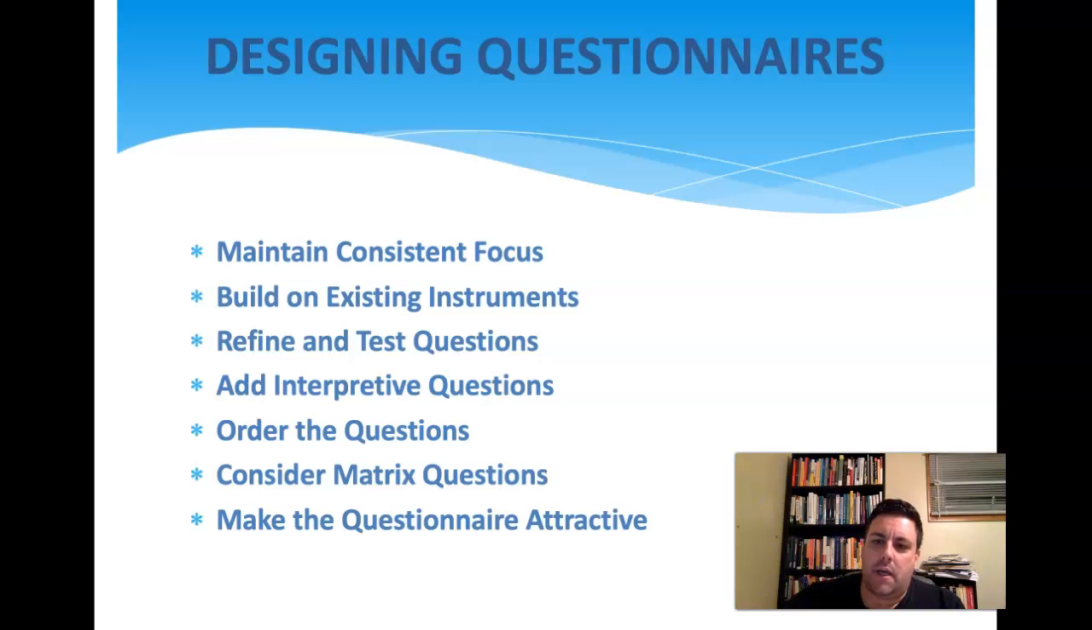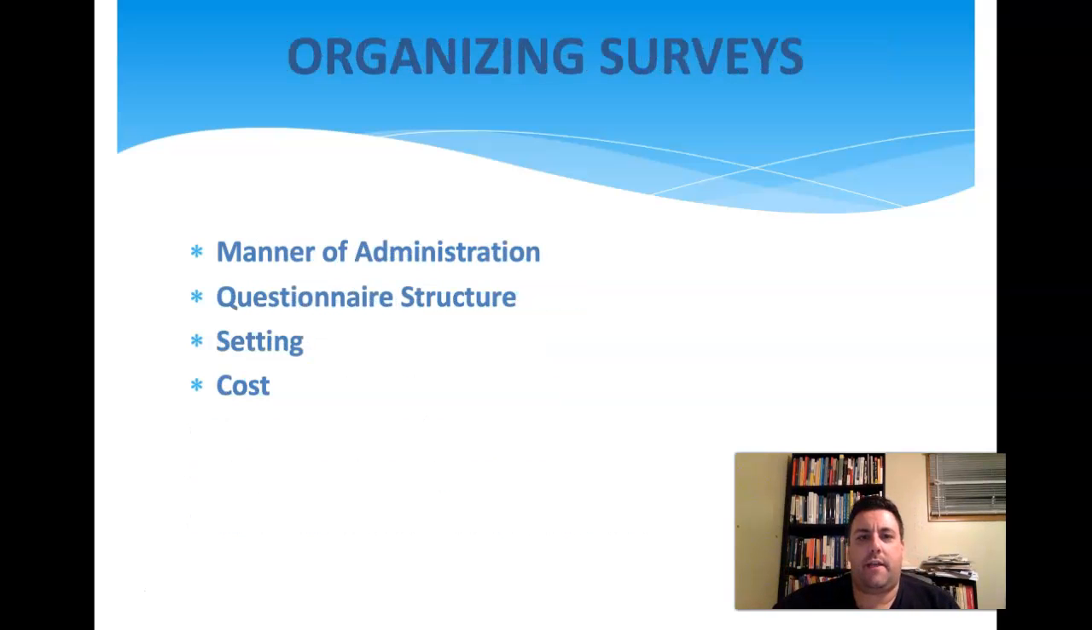If you do a matrix, you have the same answer choices for a bunch of different questions, so people can go through very quickly and indicate their answers, because the answer choices are all the same for a couple of different questions. And then interpretive questions are asking what people think or how they feel or what their opinion is on that particular topic, and that's a good way to get lots of good information in addition to the kind of behavioral questions that we like to ask.